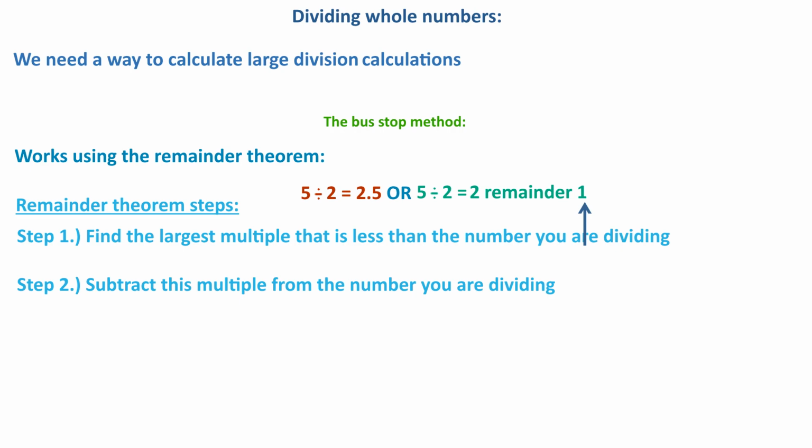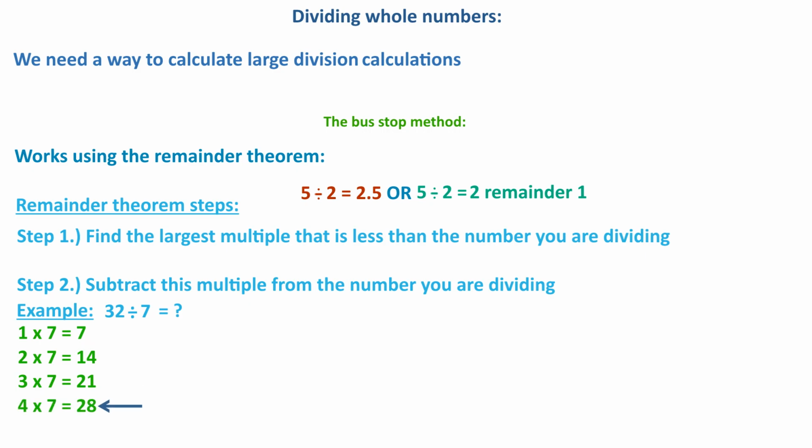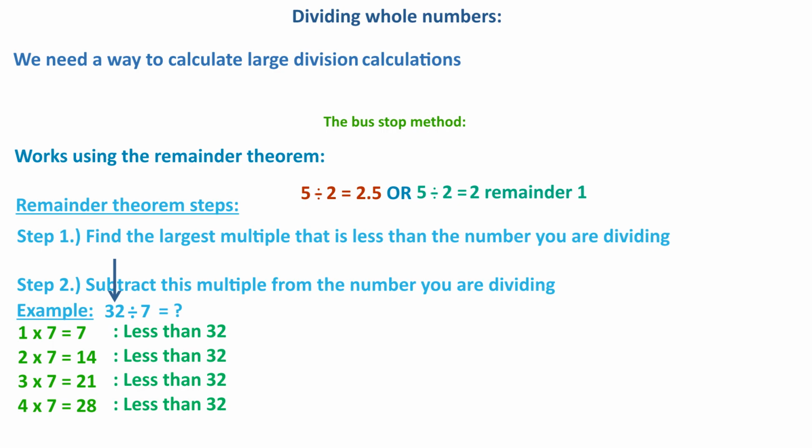So let's try and use what we've learnt to find the answer to 32 divided by 7, and we're going to give our answer using the remainder theorem. So first of all, for step 1, we need to find the biggest whole number that we can times 7 by and still come out with a number that's less than 32. So we'll just run through the 7 times table. 1 times 7 is 7, 2 times 7 is 14, 3 times 7 is 21, 4 times 7 is 28, and so far all of these numbers have been less than 32. However, when we come on to 5 times 7, we're going to get 35, which is more than 32. So the first part of our answer is going to be 4.